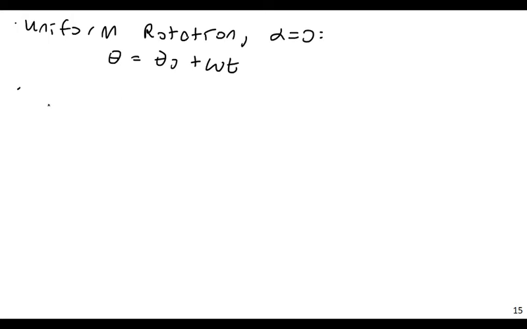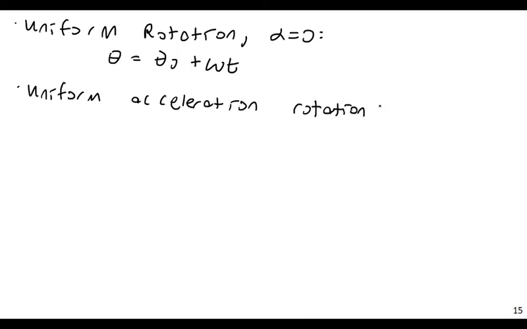And so that would really be your main equation of motion for a system of uniform rotation, where alpha is equal to 0. Another special case would be uniform acceleration, in other words, alpha is equal to a constant. It is accelerating, but because alpha is constant, things become much easier.